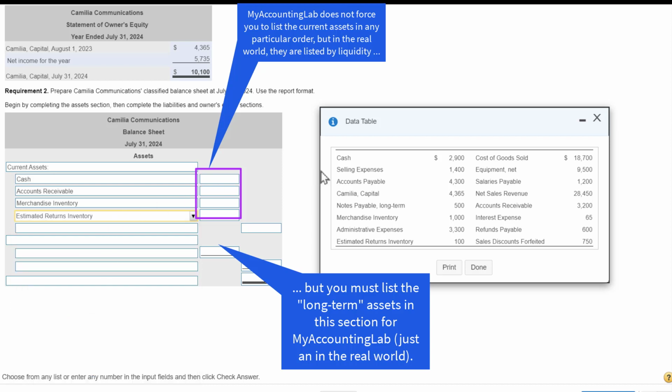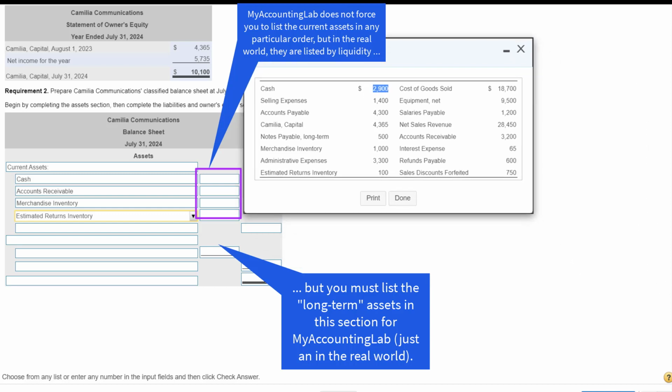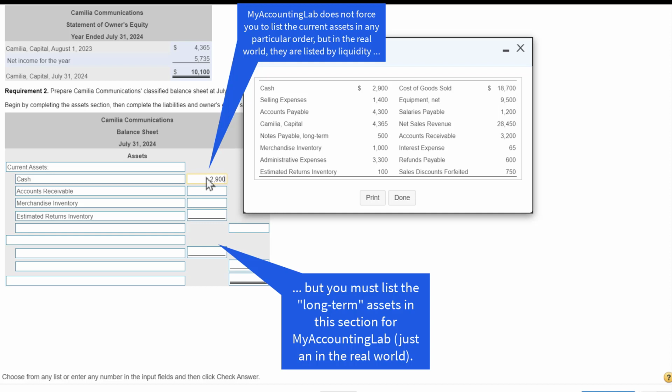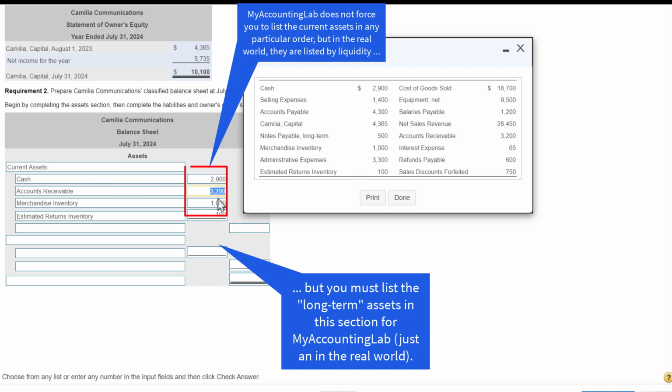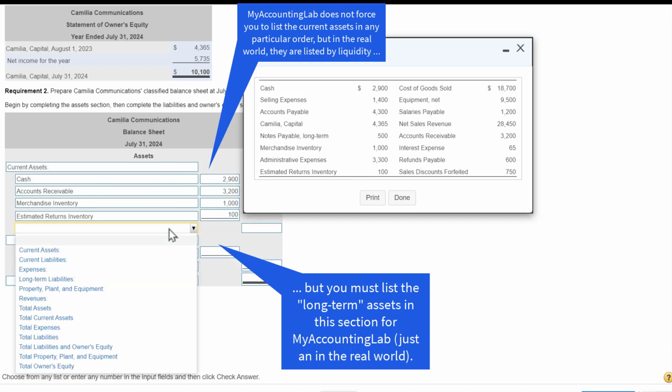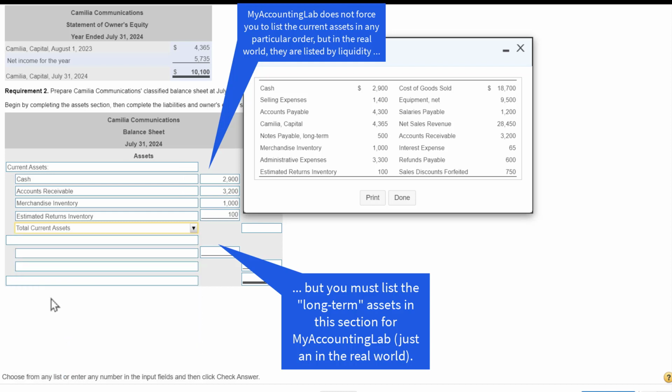All right, so we got cash. Over here we got cash of $2,900. Next we got AR, so where's AR? 3,200. Merchandise inventory, 1,000. And then estimated returns inventory, 100. So we're going to add this plus this plus this plus this. That gives us total current assets of 7,200.